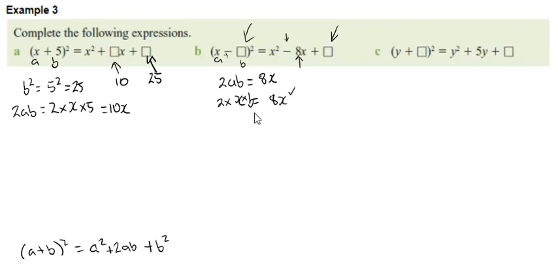So this x matches with that x, and we've got 2b must equal 8. So b must equal 4. So this number in here has to be 4, which of course means that b squared, which is this one here, has to be 4 squared, which is 16. So that's 16 there.